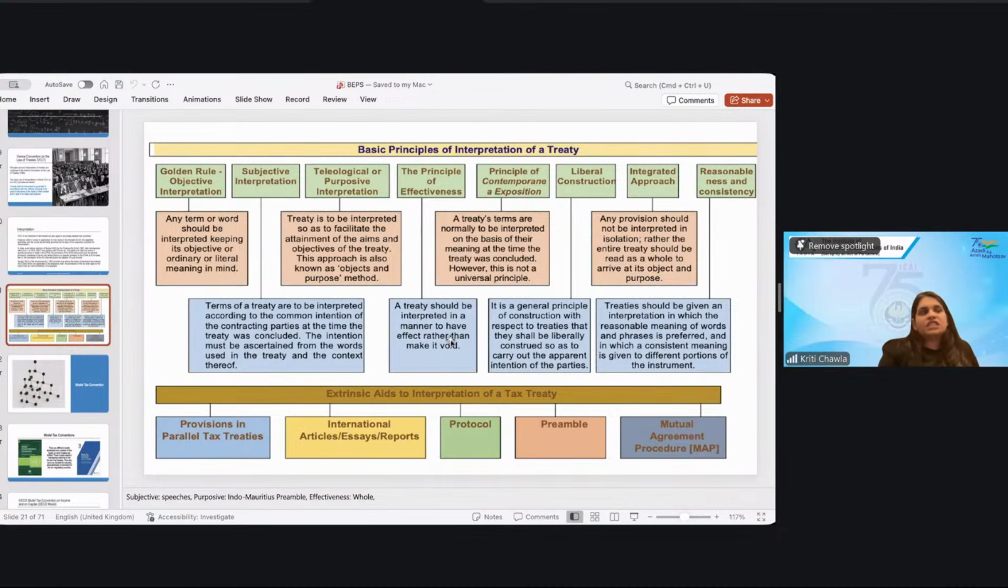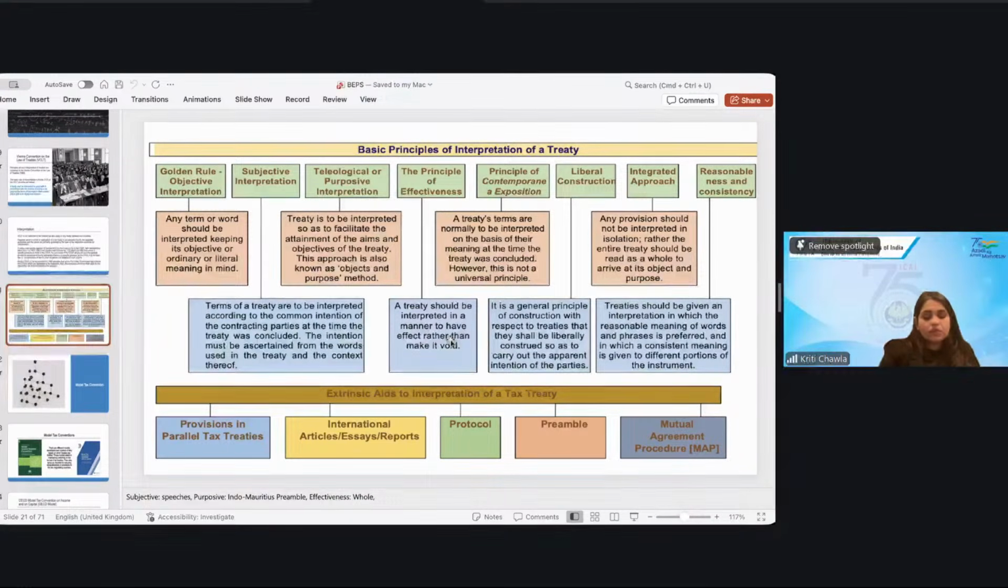There is obviously, as we discussed, a preamble to the tax treaties, which can provide the intention of the tax treaty, and also the object and purpose of the tax treaty, which can be relied upon. And finally, there is something called MAP, the mutual agreement procedure. This is more like a dispute resolution mechanism which is available for tax treaties.